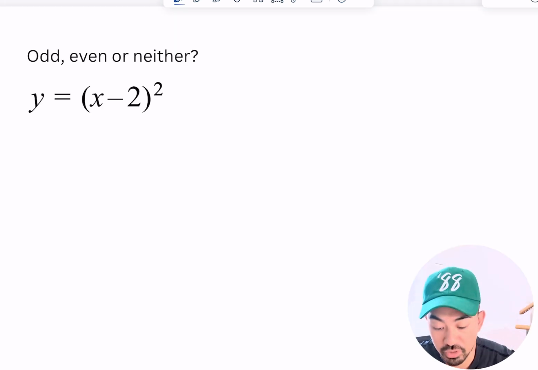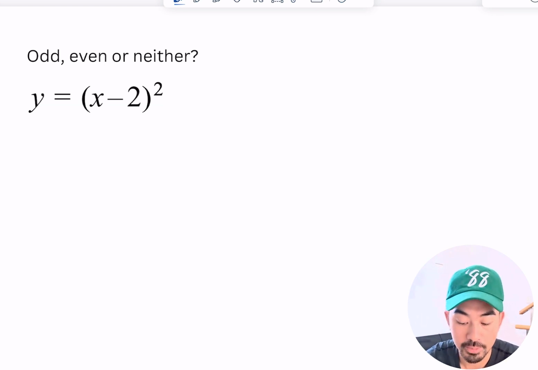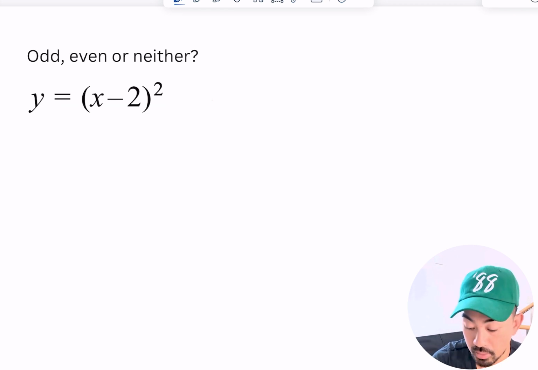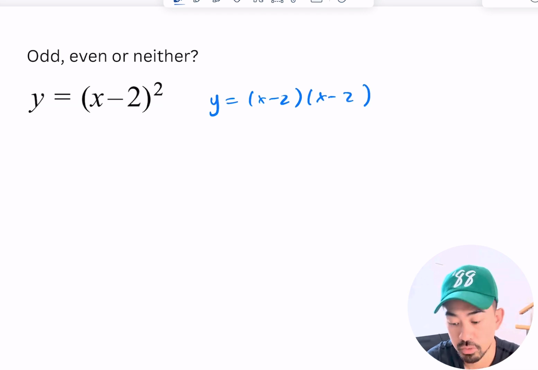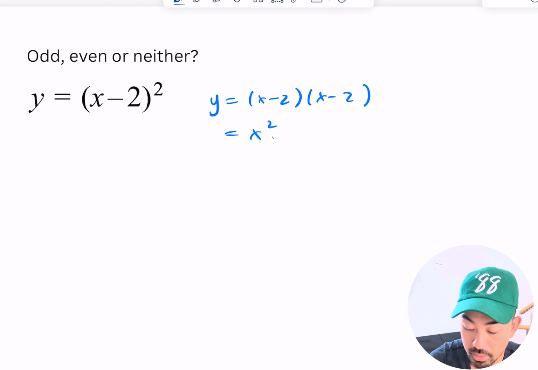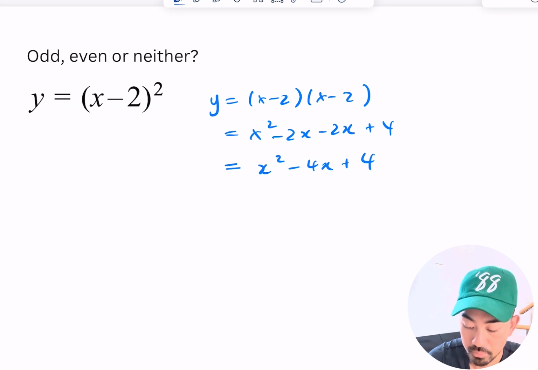Okay, so last one for this bit. So testing if this is an odd or even function. For these ones, you want to expand it out just to make your life easier, because right now I've got x minus 2 all squared. So expanding this out would be x minus 2, x minus 2. You get x squared minus 2x plus 4. So that's x squared minus 4x plus 4.